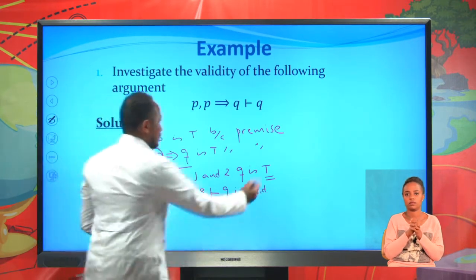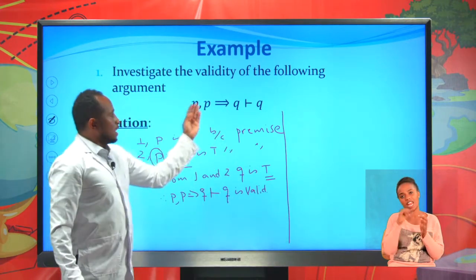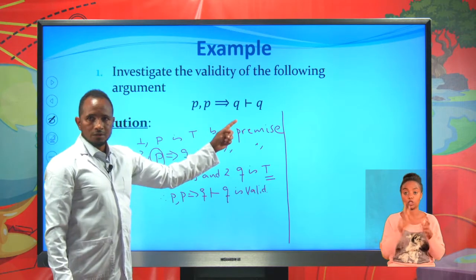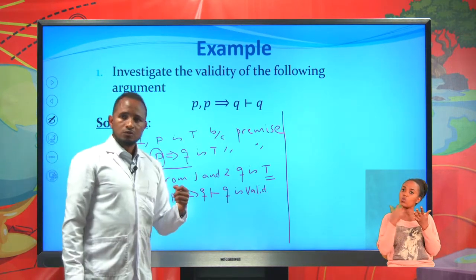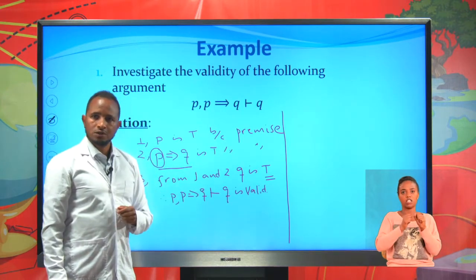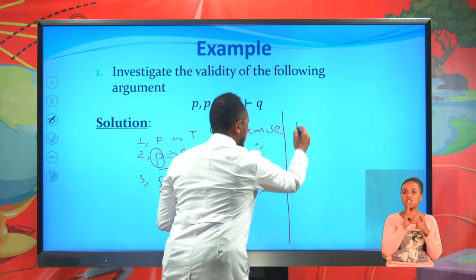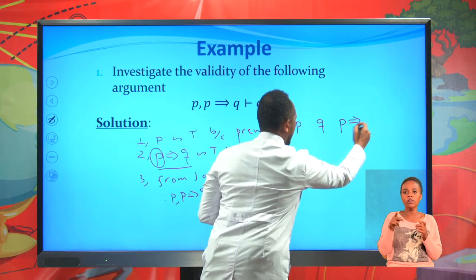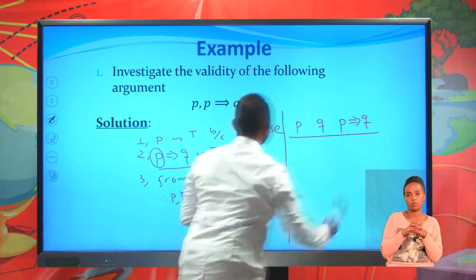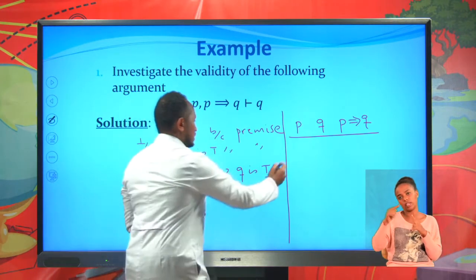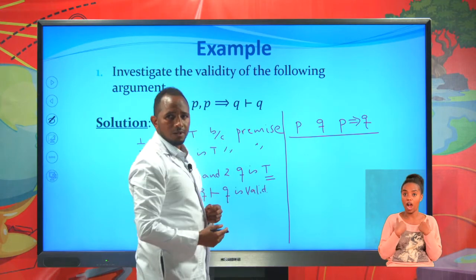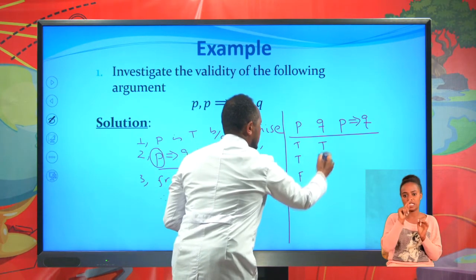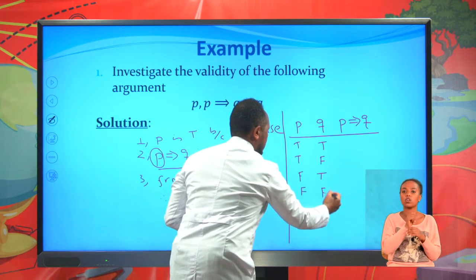By the way, alternatively, you can check using a truth table for this statement. We have two statements here, P and Q, so we have 2^2 possible combinations of true and false. Here we have P, Q, and P implies Q. Let's prepare a table for this. Since we have four possible combinations of true and false, let's take two truths and two falses here, and true, false, true, and false.